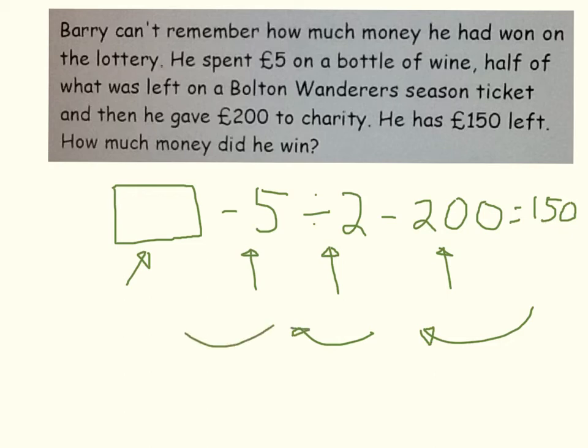I would have to double the 350 to get to 700, and then of course to undo the taking away 5, I'll have to add 5 to get me to £705. Now of course to check that's right, I'd have to run it through the original question. He spent £5 of that 705 on a bottle of wine, that's 700. Half of what was left on a Bolton Wanderers season ticket, that leaves 350. £200 away to charity, and that does leave 150. It's got to be correct.